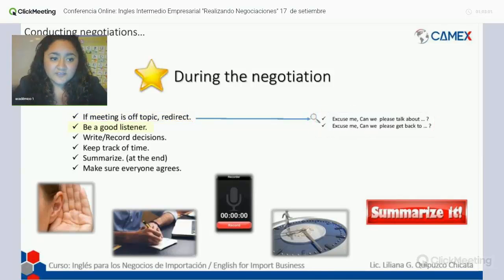Then you have to be a good listener, and it doesn't only mean if you are going to be buying something and your supplier is talking to you. It also means if you are doing a sale and you're talking to a client. If you are selling, it is most likely that you're going to be the one speaking. But you have to be a good listener, not just by listening, but also by looking at the other person, the face expressions that they make.